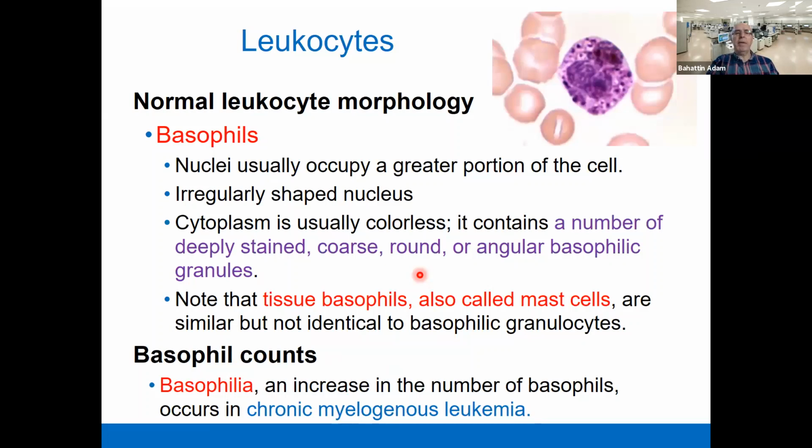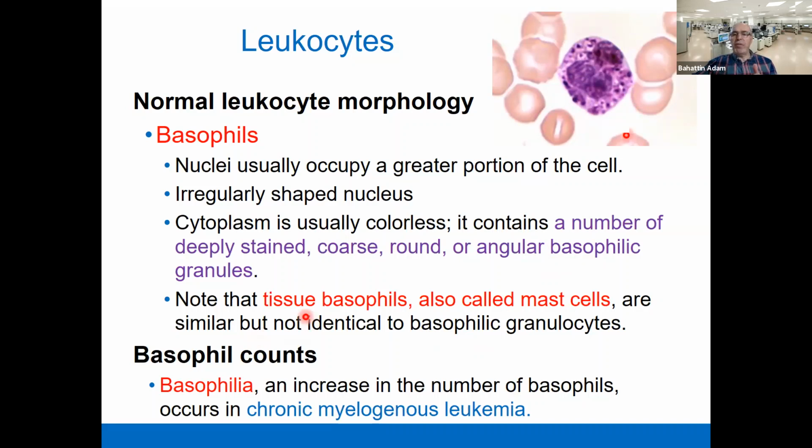Now, basophils. Their nuclei usually occupy a greater portion of the cells, which means the cytoplasm to nucleus ratio is changed here. They have an irregularly shaped nucleus, and the cytoplasm is colorless. It contains a number of deeply stained, coarse, round, and angular basophilic granules.